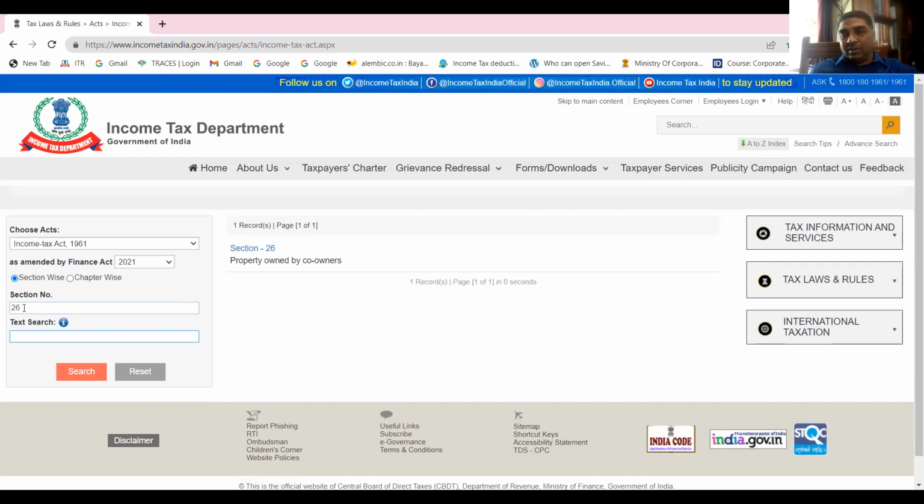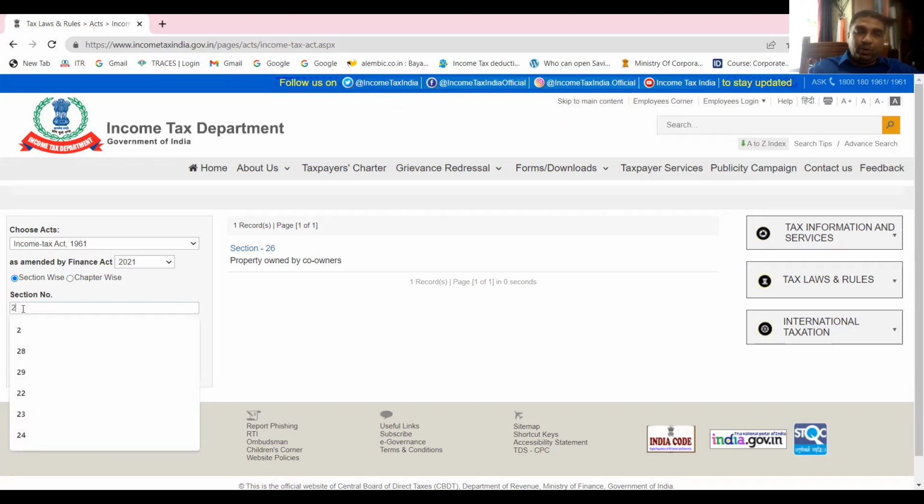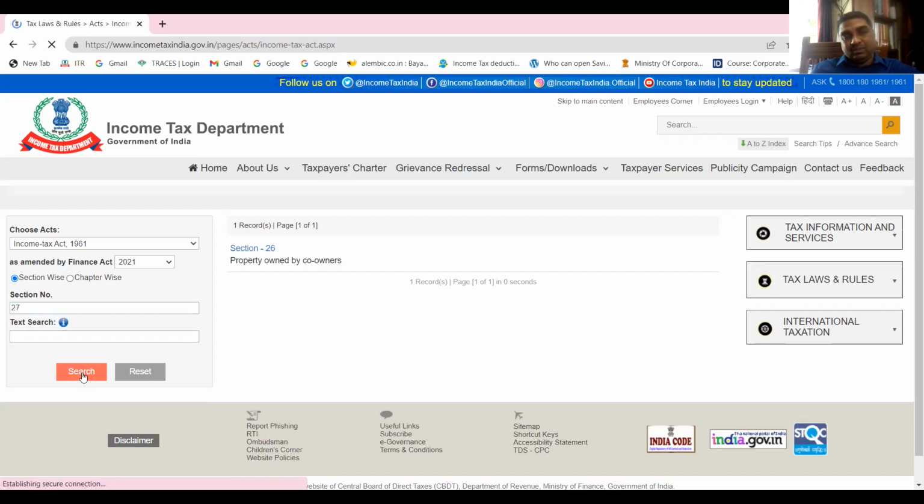Now if you go to section 26, you can have a look. It talks about how to deal with the properties which are owned by co-owners. If you go to section 27, you can find out about the owner of the property, annual charge, etc. So these are the sections 22 to 27, which deal with income from house property.